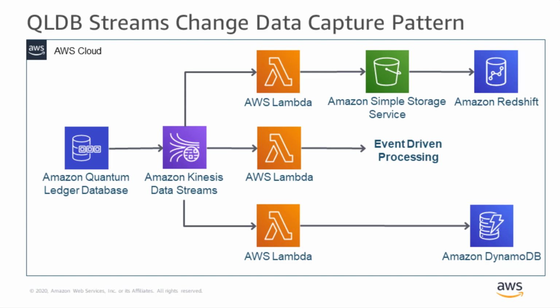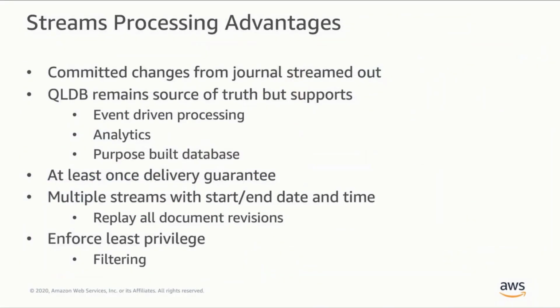QLDB Streams supports a change data capture pattern, where all changes are streamed out to a Kinesis data stream, and this offers many advantages. All committed changes from the journal are streamed out. QLDB remains the source of truth, but it enables downstream systems or components to take the appropriate action. This could be used to support data analytics. It could be used to support event-driven processing. So in our bicycle license application, we could emit an event that has an action around bicycle license created, and a downstream component could use this to print and dispatch a new license. It can also be used to populate a purpose-built database.